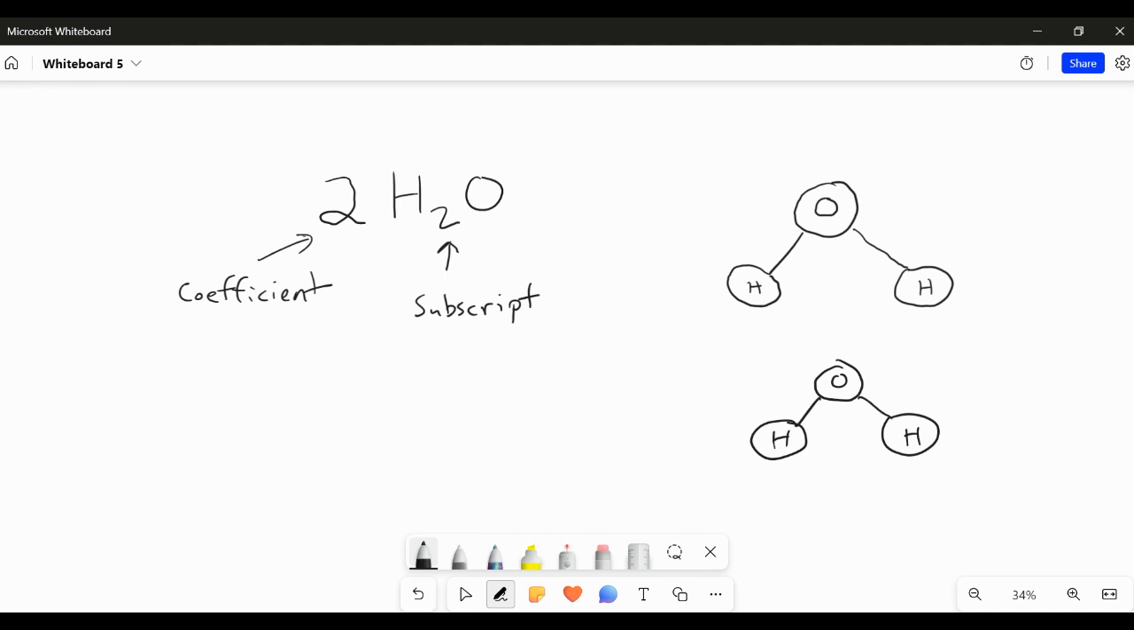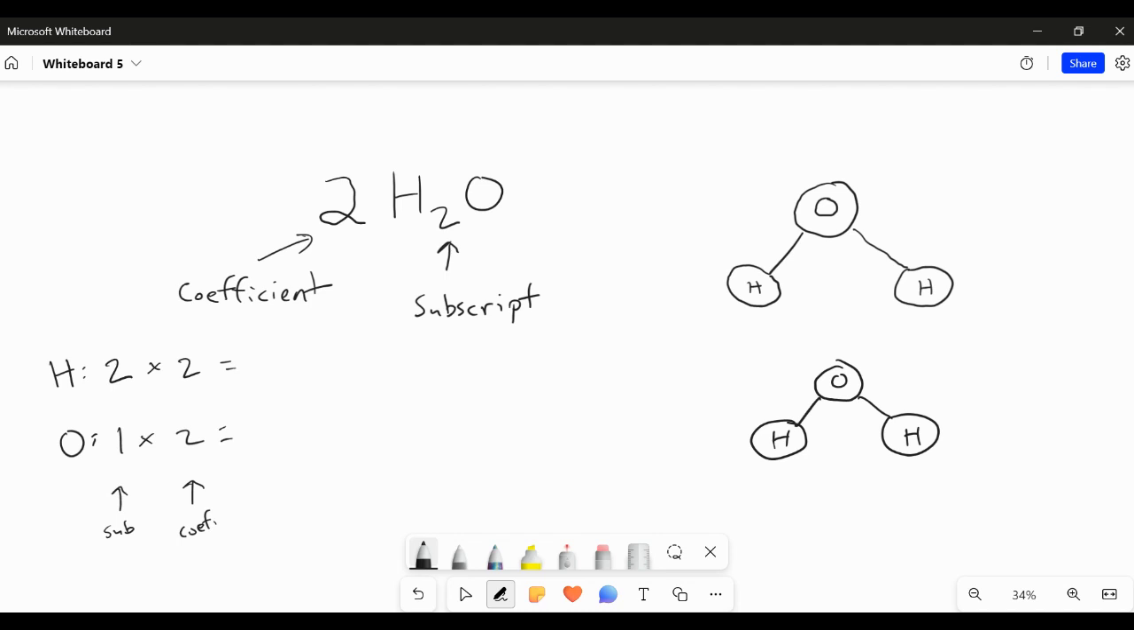Now, if we were to count these up, let's say we didn't want to draw the molecules out, we would start by just listing what elements we have. I'm going to do that in the bottom left corner here. So we have hydrogen and oxygen. In the formula, there are 2 hydrogens. We're getting that from the subscript. And there's 1 oxygen. And then we're going to multiply both of these by 2. Okay, so this row right here is from the subscript, and this row right here is from the coefficient.